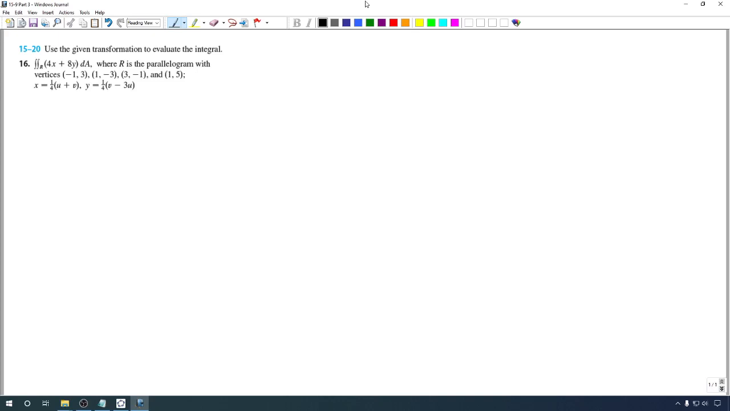Now let's actually do some problems from the book. Do some double integrals. We have this double integral of 4x plus 8y, where over some parallelogram R. We're going to go ahead and sketch that parallelogram, but we're going to use this transformation to actually compute the integral. So let's actually draw what we have.